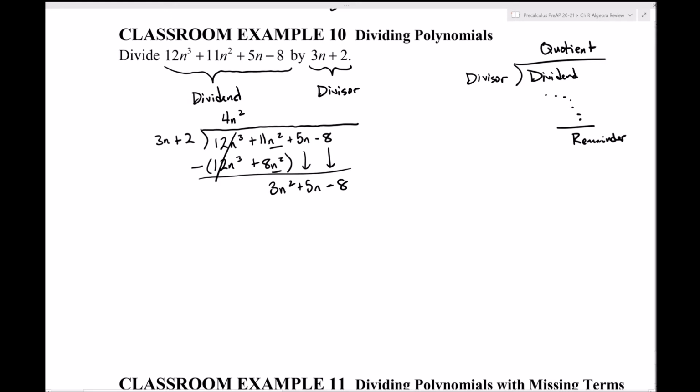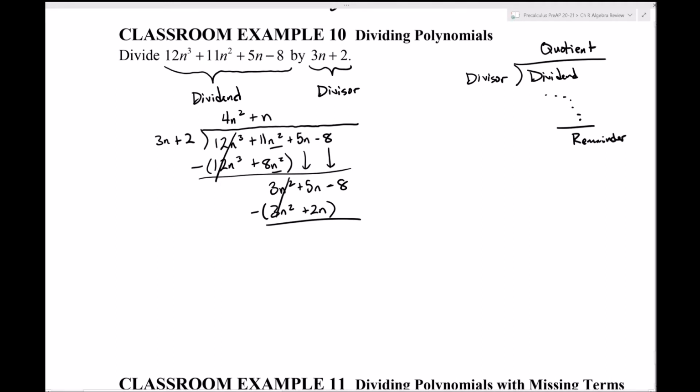So 3n squared from a 3n, we compare those first terms, the leading terms. 3n becomes a 3n squared if I multiply simply by n. So then you take that n and you're going to distribute into both of those terms. So it's a positive n times 3n squared, positive n times 2 plus 2n. Then you repeat the process, the next step in the procedure, by subtracting the entire resulting product of the new term and the divisor, and you subtract that from the new dividend.